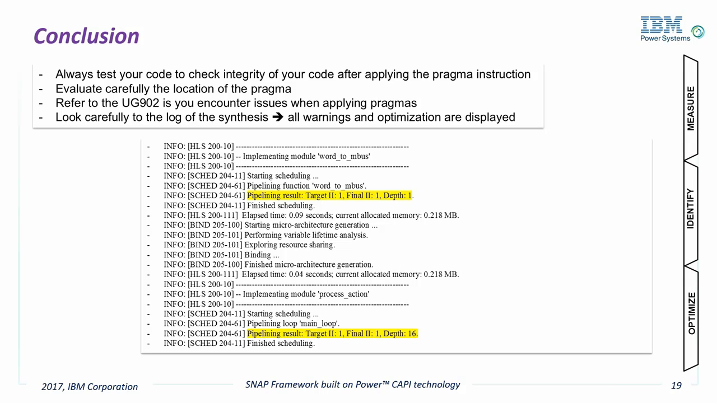UG902 will be your reference. Just Google it to get the latest version. And lastly, look carefully at the log of the HLS synthesis. Most of the information you find in analysis is displayed here.